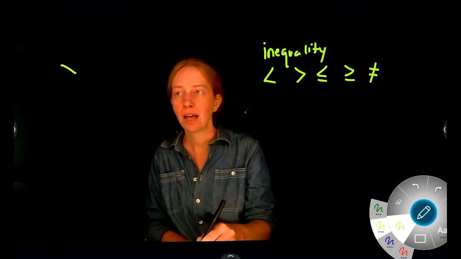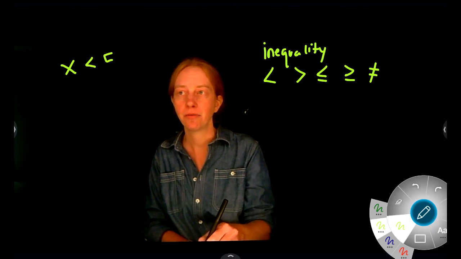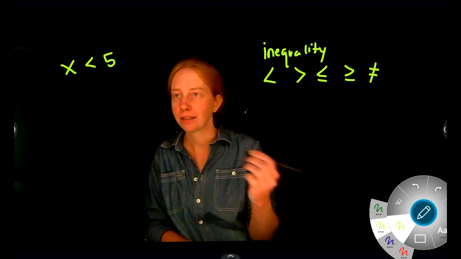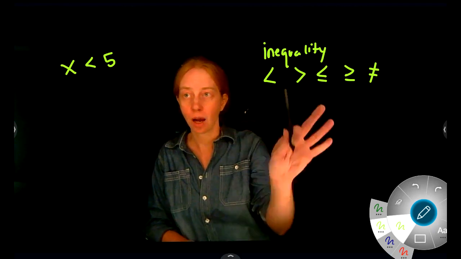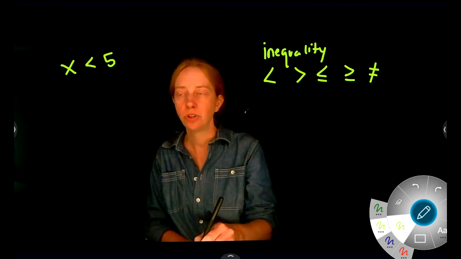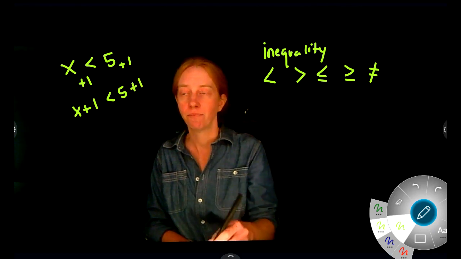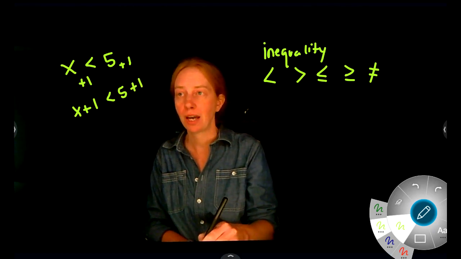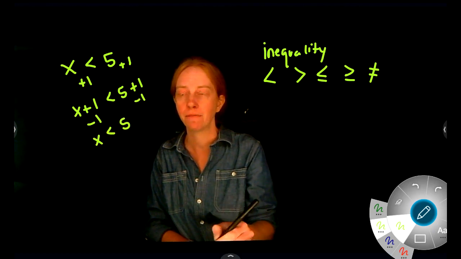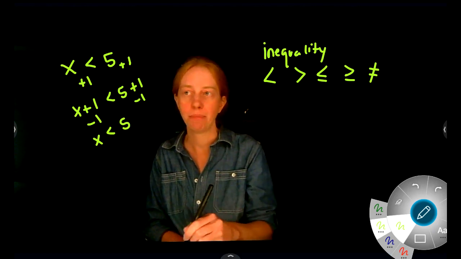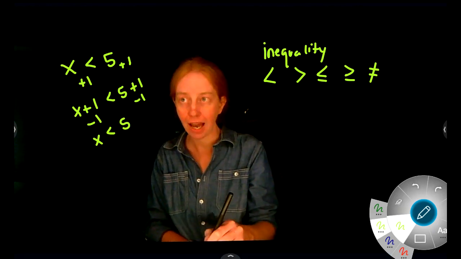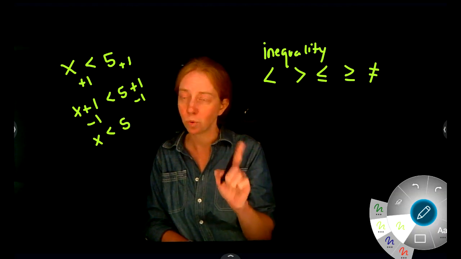So if you have something like x is less than 5 or x is less than or equal to 5, really any of these options, you're allowed to do things like add to both sides. So x plus 1 is less than 5 plus 1. You're allowed to do that. You're allowed to subtract from both sides. So I'm allowed to subtract 1 from both sides. x is less than 5. I'm allowed to multiply by anything, and I'm allowed to divide by anything, but there's a special rule.